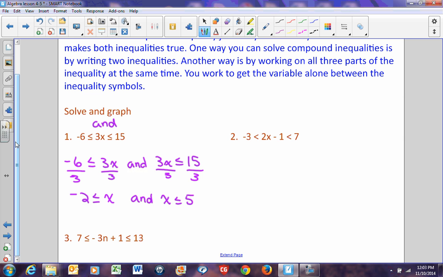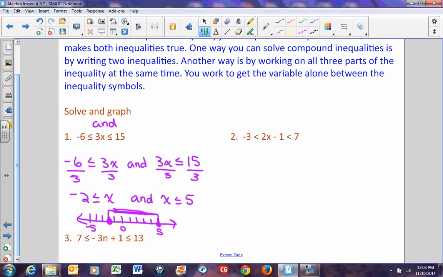Okay, since it's an and statement, I could graph this. There's 0, there's 5, there's negative 5. So it's greater than or equal to negative 2, which would be going greater than or equal to is closed circle. It's going to go that way. Less than or equal to 5, closed circle, goes this way until they match.